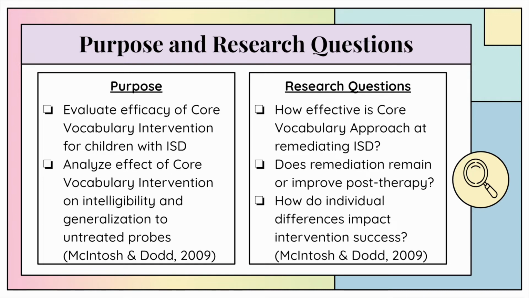Additionally, authors McIntosh and Dodd wanted to determine the effect of this intervention on overall intelligibility, which they assessed through measures like percent consonants correct, percent vowels correct, and single word versus connected speech agreement. They also wanted to assess generalization of correct phoneme productions to untreated probe words as well. The purposes of this study are really reflected in the research questions that the authors posed.